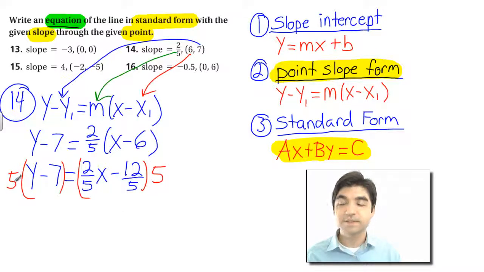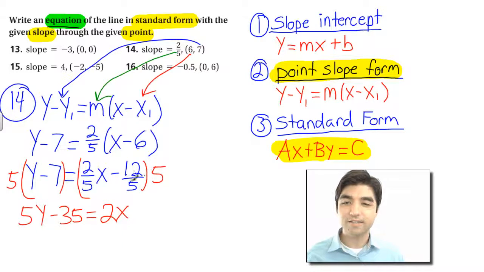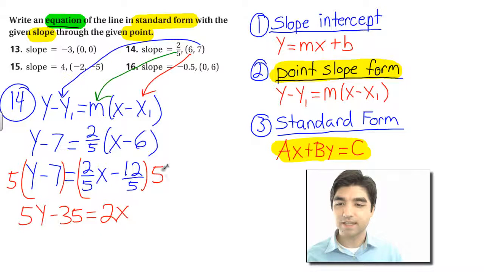Okay, so when we take 5 times y, we get 5y, and then 5 times -7 equals -35. And that's going to equal 5 times 2/5. And what happens when you take 5 times 2/5, the 5's cancel out. And then you just got the 2x. And then you take 5 times -12 over 5. And again, the 5's are going to cancel out. And then you're just left with the -12.